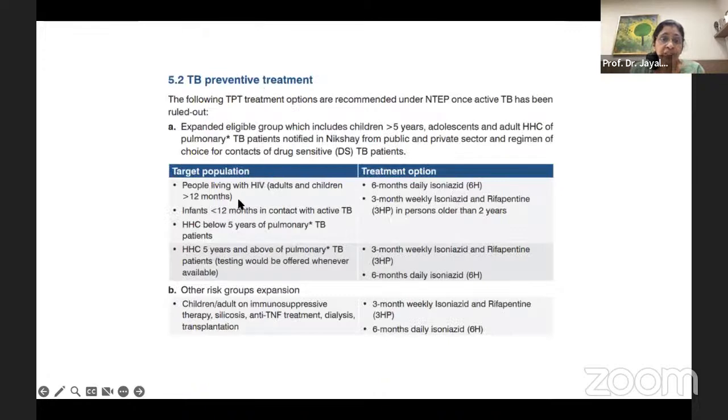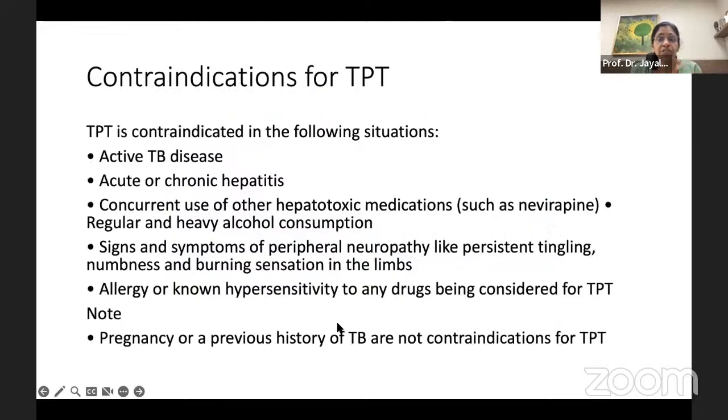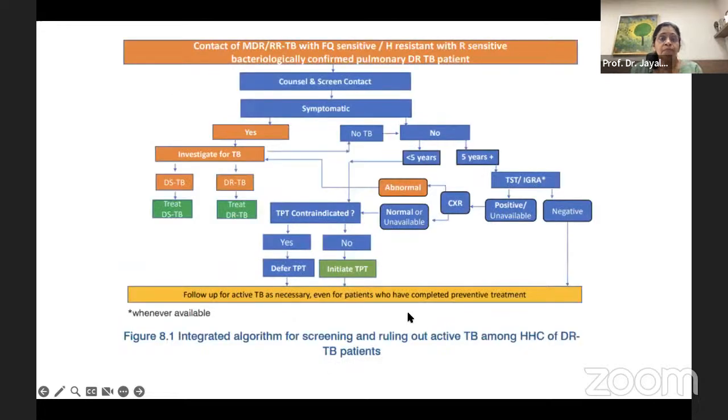So infants, patients living with HIV, household contacts of TB patients below 5 years and above 5 years, children or adults on immunosuppressive therapy, patients with silicosis, on anti-TNF treatment, dialysis patients, and transplant patients are all eligible for taking the preventive treatment. It is contraindicated in active TB, acute or chronic hepatitis, or if the patient is on other hepatotoxic medications. If the patient already has peripheral neuropathy, we cannot give isoniazid, or if the patient is allergic to any of the drugs.